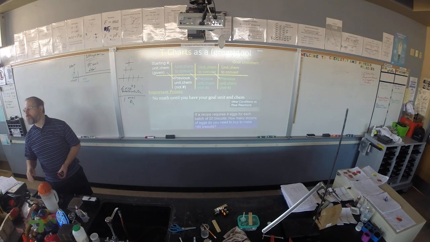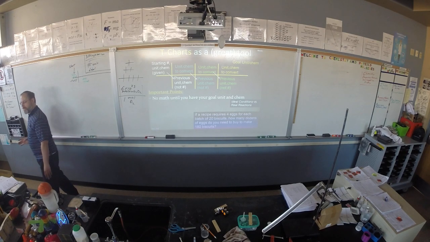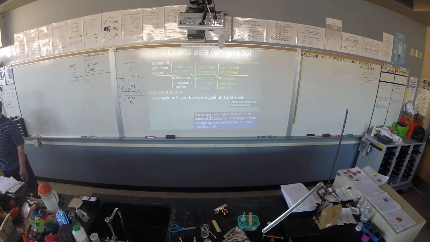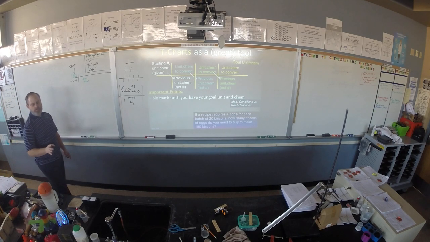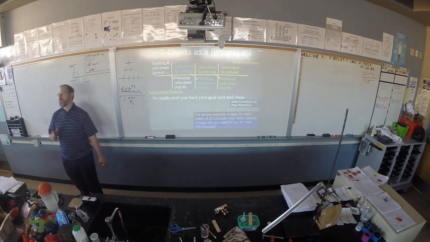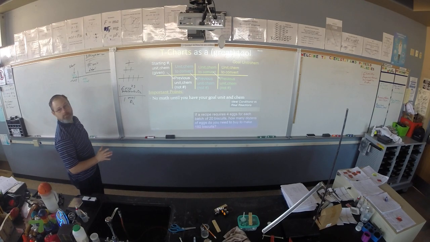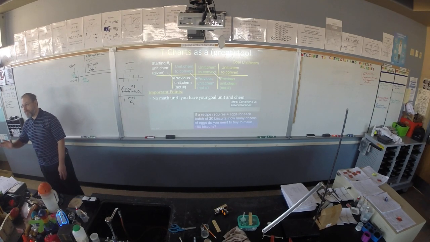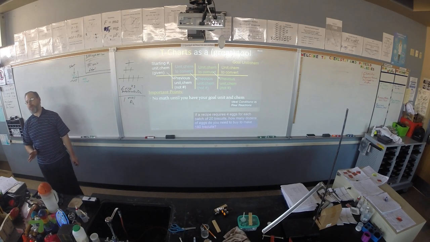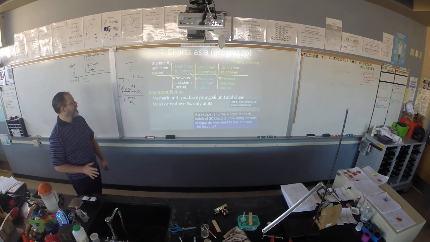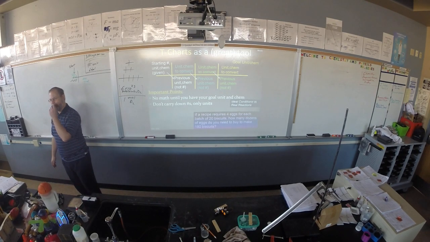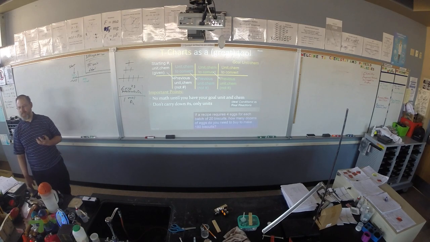Important points to remember. Don't do any math until you have your goal. Don't do math in your T-chart. No math should be done in your T-chart. Once you have your goal, then you do math, but not before. But it says 2 moles and I multiplied by gram per mole. Shouldn't I multiply the periodic table by 2? No. Don't do that. No math until the very end. Next, don't carry down numbers, only units and labels.